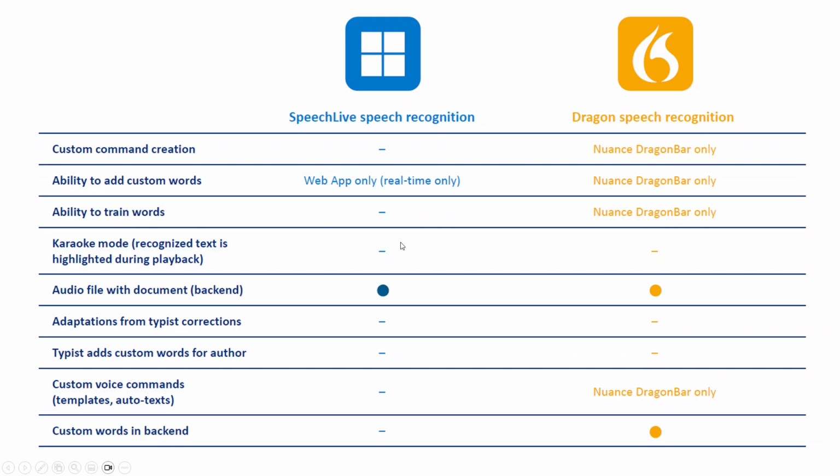So a couple quick notable differences as well here is with Dragon, you have a lot more ability to do custom commands, add custom words, and to train the words, and that's available with Dragon, but not really too much with the Philips SpeechLive option for speech recognition. You can add custom words, but only if you're using the web app in real time. So yeah, you can kind of get an idea of this. It's a pretty cool addition to SpeechLive.